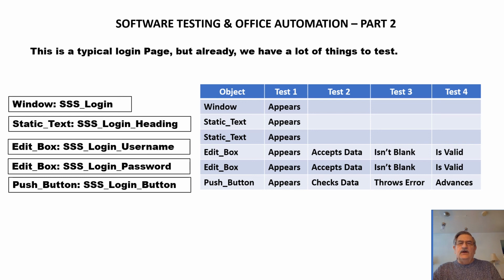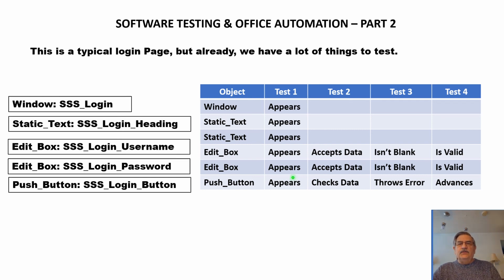Make sure that the edit box appears, it accepts data, and the data is correct. If it has to have special characters in it, or it can only be so long, it checks for that. It's not blank if it has to be there, and it's valid, like I said. You have one for the login, the password. It appears, it accepts data, it's not blank, and it's valid. Most passwords you have to have upper or lower case, some special characters. It has to be so long so people can't guess it.